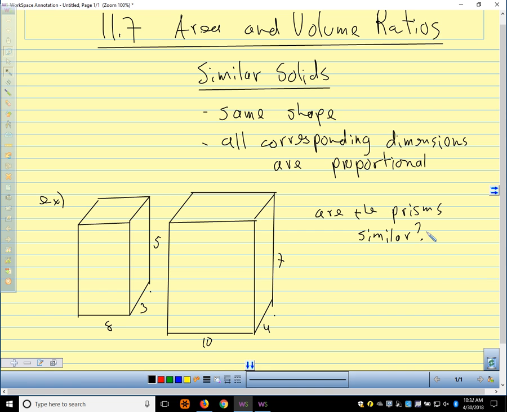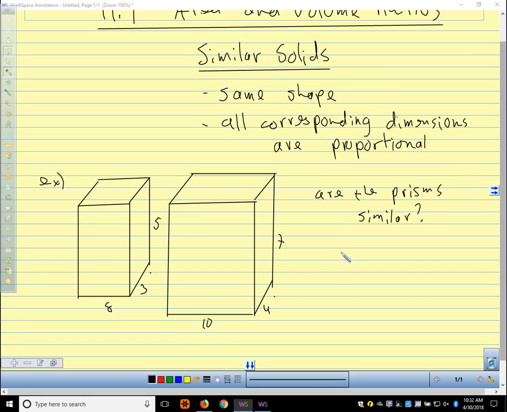If they are, then all corresponding dimensions have to be proportional. They have to have the same ratio. So we're going to match up the long side with the long side, the short side with the short side, and the medium side with the medium side. So I'm going to make a proportion: 8 over 10, which I can reduce to 4 over 5. The other two sides, I have 3 over 4. And for the other two sides, I have 5 over 7.